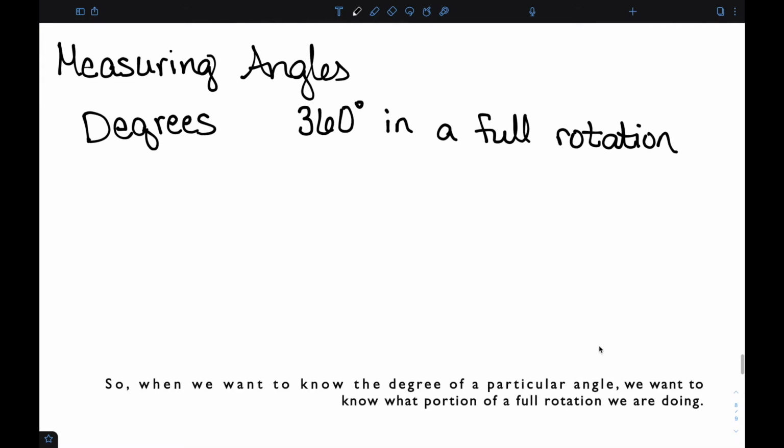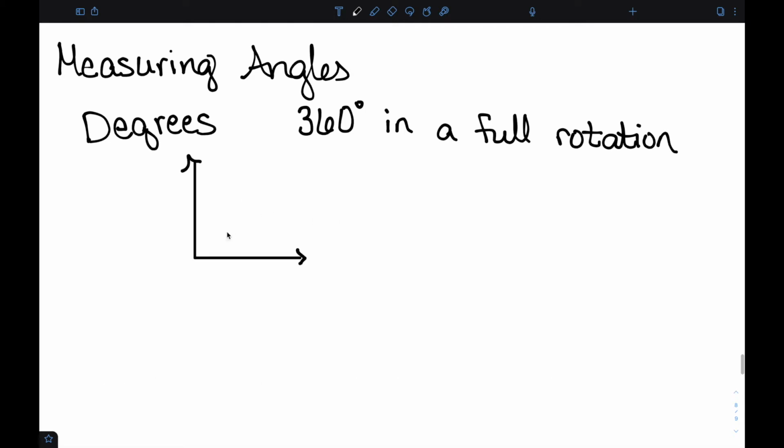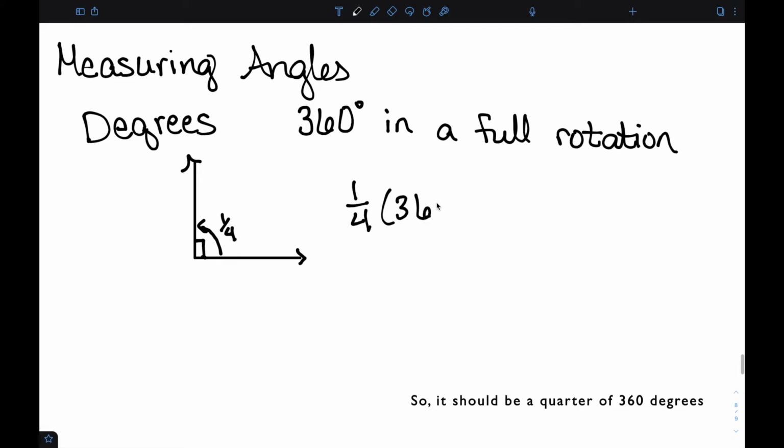So when we want to know the degree of a particular angle, we want to know what portion of a full rotation we're doing. As an example, let's look at this angle here. So this is a quarter of the way around a full rotation. So it should be a quarter of 360, or 90 degrees.